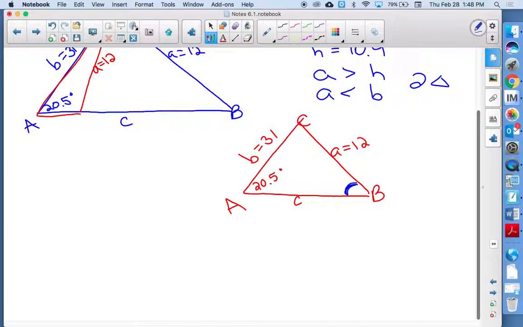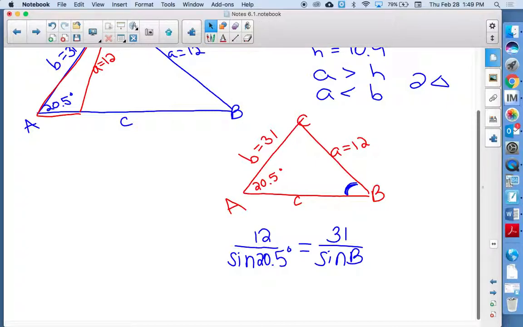So to start with the law of sines, we're taking the side 12 over the sine of 20.5 because that's our pair that we know both portions. And you have to have that in order to use the law of sines. The other side that we have is 31, which goes along with angle B. So that's how I would start off with the law of sines.